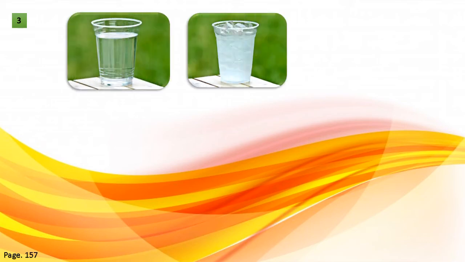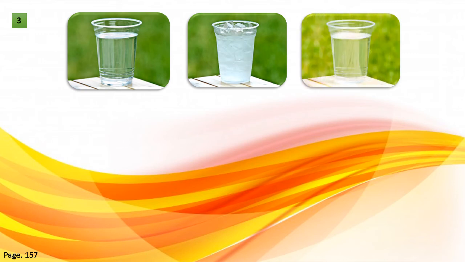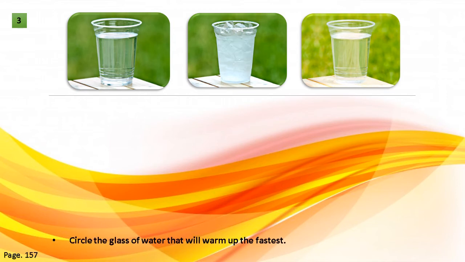And finally, let's move on to page 157 in our science book, where we are going to solve the last exercises of this lesson together. And for question number 3, we will see pictures of 3 glasses of water. And our question is to circle the glass of water that will warm up the fastest. So what do you think? Great job! We are going to circle the glass of water that is placed under the sun, which is on the right side.